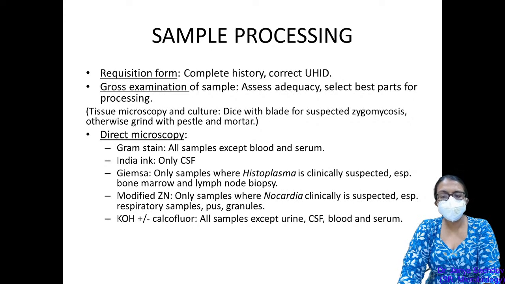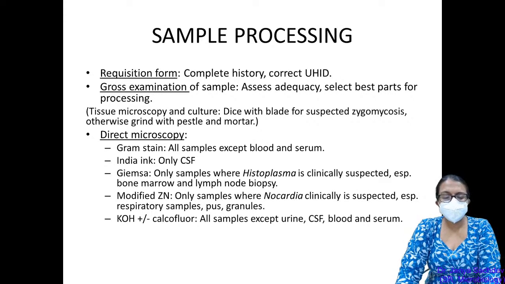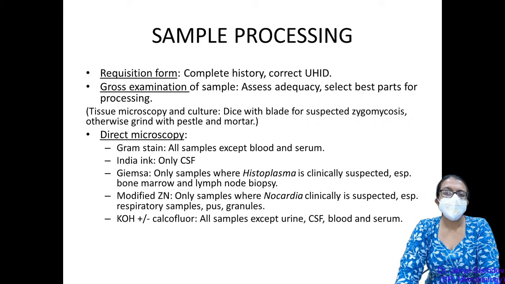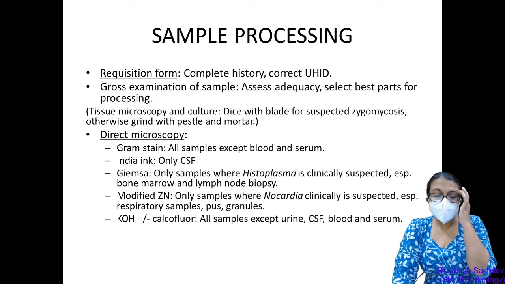GMSA stain is done only in samples where a histoplasma infection is clinically suspected, as in an intracellular yeast. We'll come to details about histoplasma in your later classes. So especially samples like bone marrow or lymph node biopsy, where histoplasma is a highly likely scenario, in those samples we do a GMSA stain. There are other samples where histoplasma may be suspected, for example a palatal ulcer or cutaneous lesions, but these two samples are the most common samples where histoplasma is suspected, and so we do a GMSA stain.